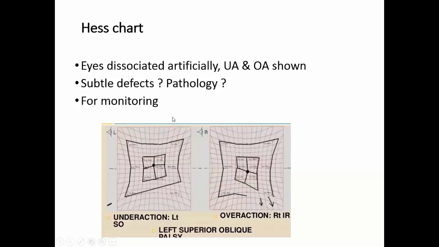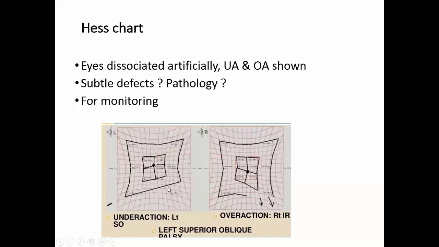This is a test we do at the eye hospital. Here the eyes are dissociated artificially by asking the patient to wear red in one eye, green in the other eye. Then they show a picture, and when they give the target, ask the patient to mark the image. You then put all these lines together, they put the dots and connect them together, so you get a picture. This is called a Hess chart.